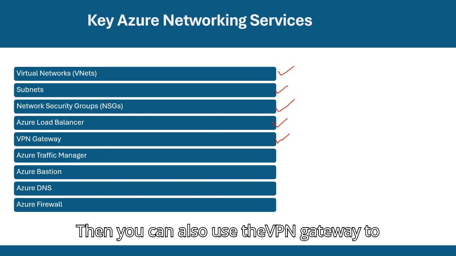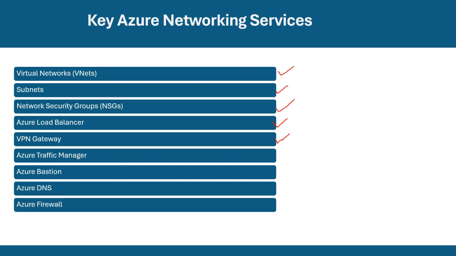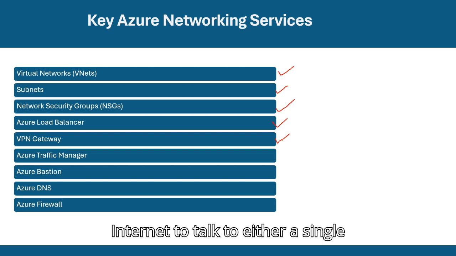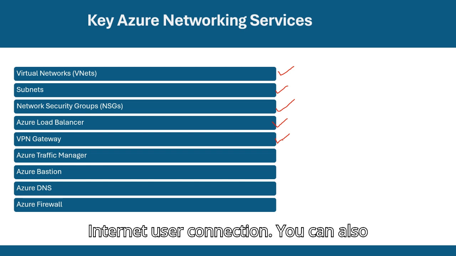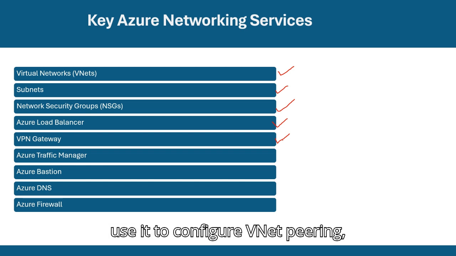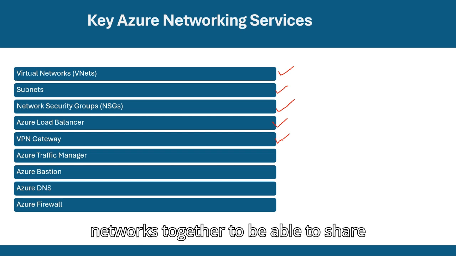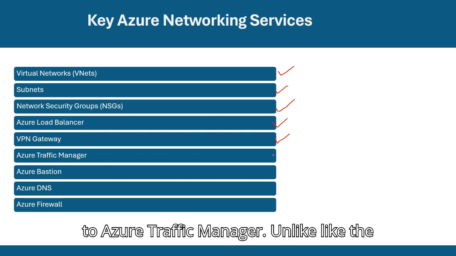Then you can also use the VPN gateway to configure what we call point-to-site VPN that allow a single computer on the internet to talk to either a single resource or a group of resources within your Azure infrastructure. This is not only for on-premises or internet user connection. You can also use it to configure VNet peering, where you want to connect two virtual networks together to be able to share traffic. Then we move quickly to Azure Traffic Manager.